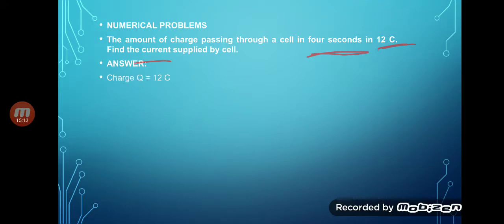Next. Here, charge is 12 coulomb and time is 4 seconds. Current is I. I is equal to Q by T. Just write the data. 12 divided by 4 and you will have the answer 3 ampere.